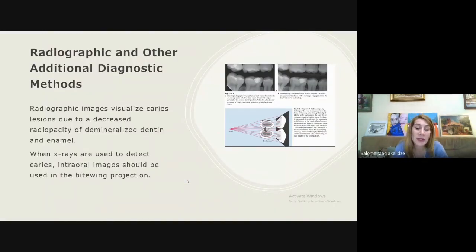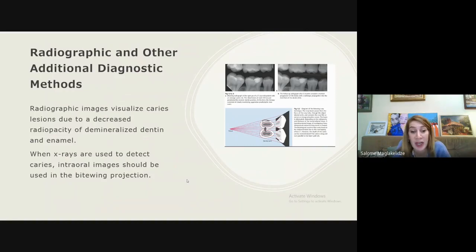So now I will talk about the X-ray and how important in diagnosis the X-ray and other additional diagnostic methods are. For you to know, radiograph images visualize carious lesions due to the decreased radio opacity of demineralized dentin and enamel.